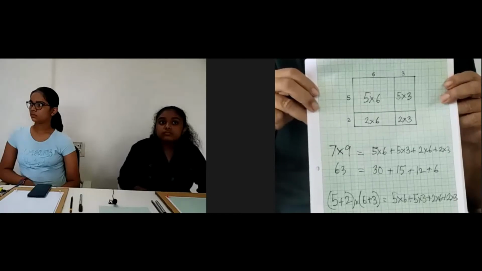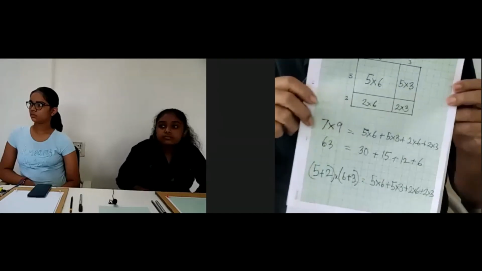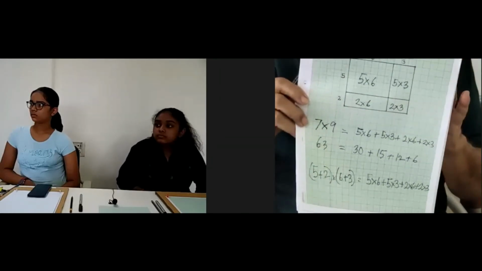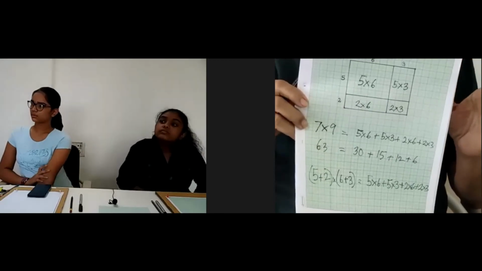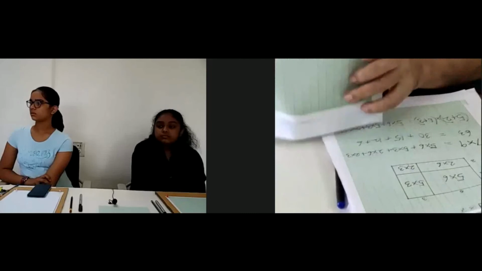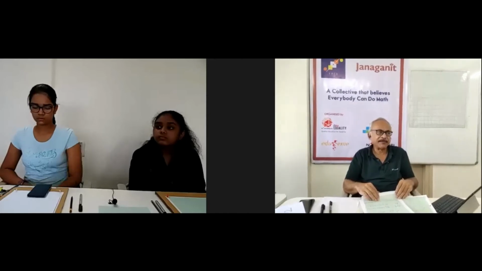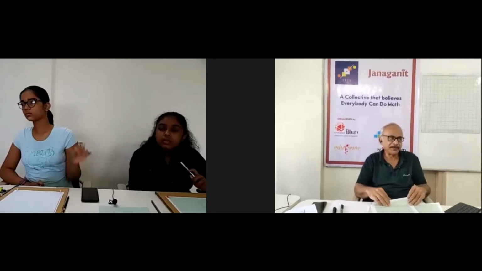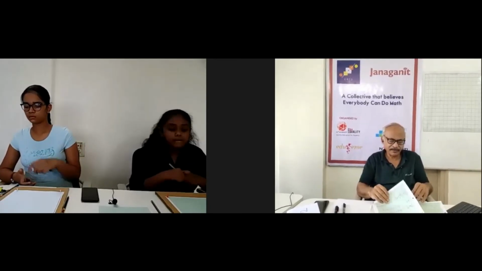So let's take this forward now with a few problems. Having done this revision, I'm sure you will find these problems quite easy. Let's take these problems forward. Are you ready? Draw a rectangle for 5 times 9 and break up 9 into 2 parts, 6 and 3. Janganit, just show me what you have done.